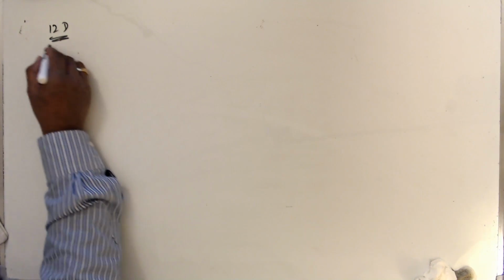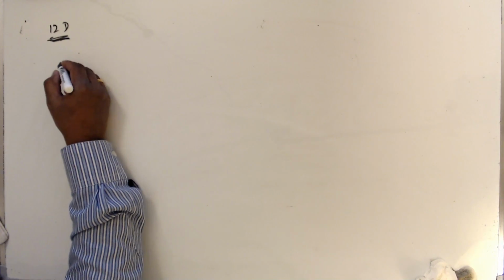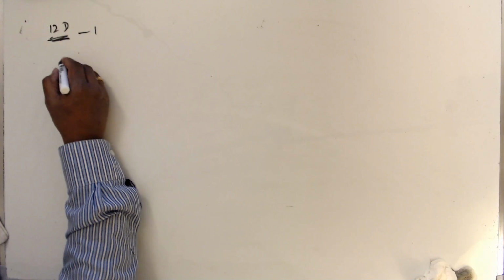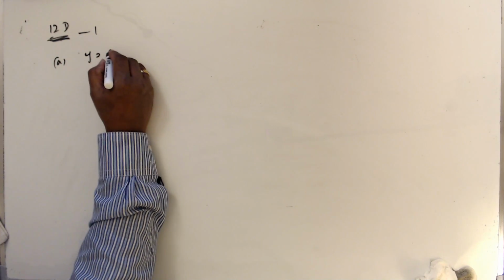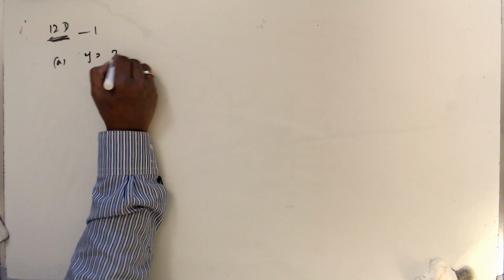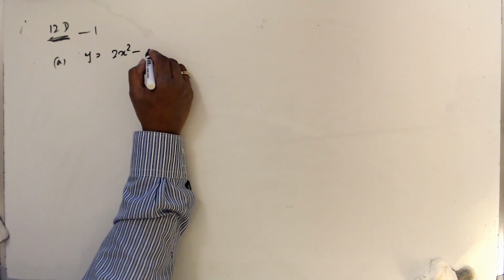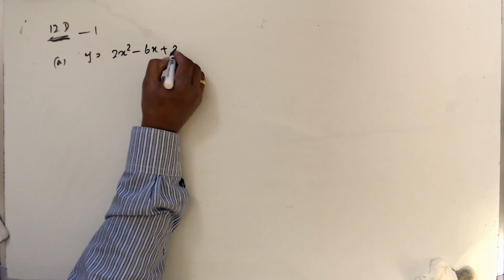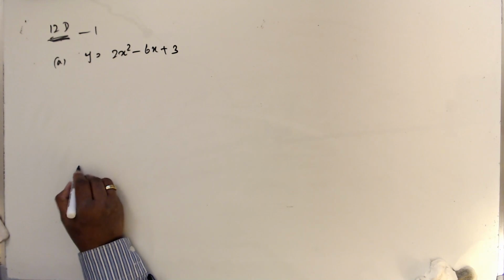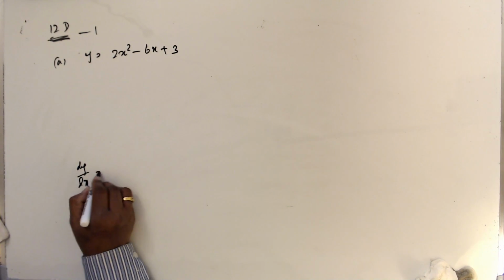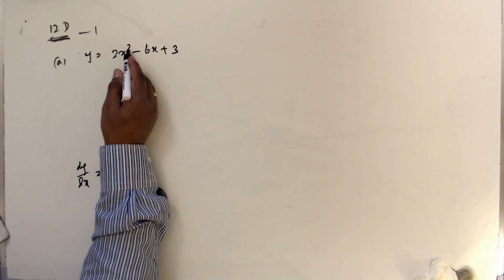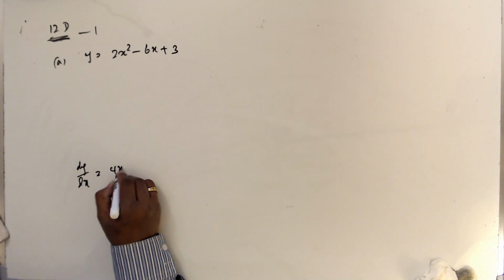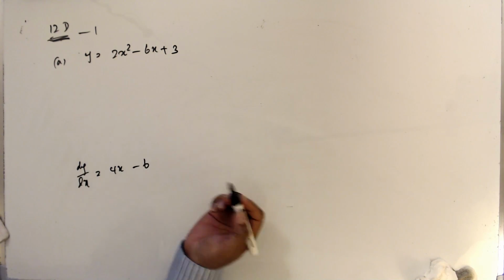So let's start with 12D. Question number 1. A, y equals 2x squared minus 6x plus 3. Then dy over dx, the answer for this one is 4x minus 6.